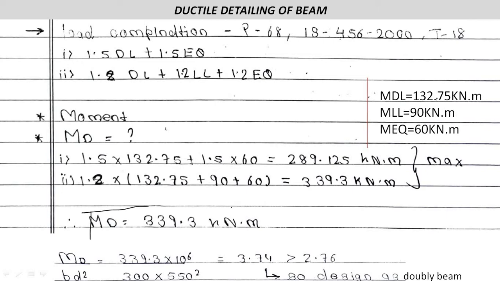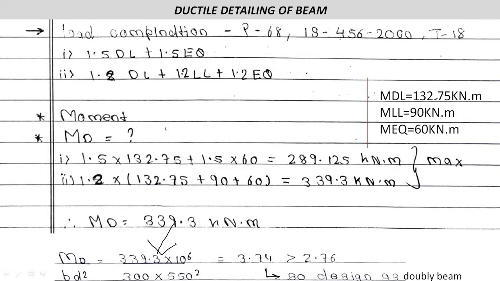So the maximum value of the moment is 339.3 kilonewton meter. By using this value we will find the ratio of MD upon BD square. So we will place the value of MD over here and convert it into Newton millimeter, so we multiply it by 10⁶ divided by B, which is the width of the beam, 300, into effective depth, which is 550, and its whole square.